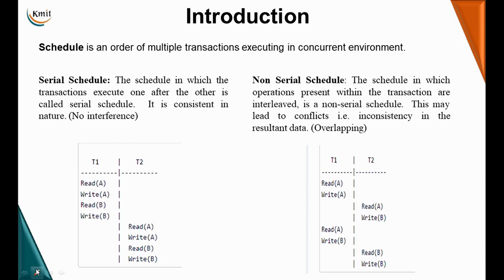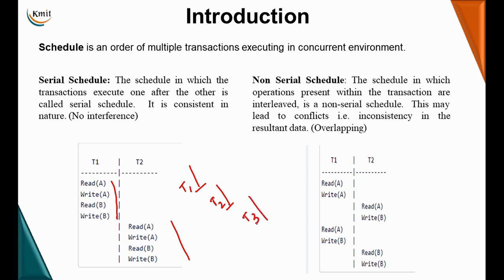By serial schedule, I mean the transactions execute one after the other. It is of a consistent nature. There is no interference, so I can assure data consistency in a serial schedule. What you see here is that transaction T1 has completed and only then T2 starts. In a serial schedule, one particular transaction completes, then the second one begins. When that completes, the third one begins.